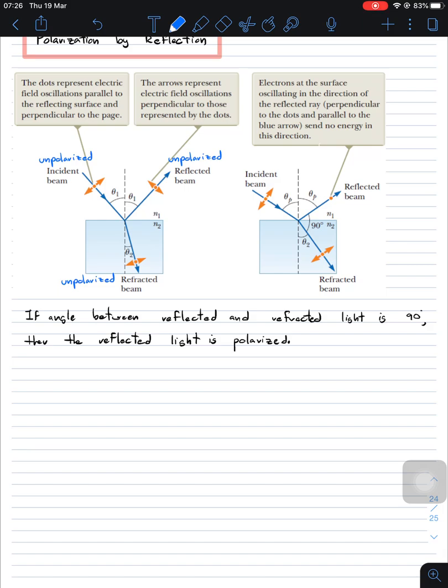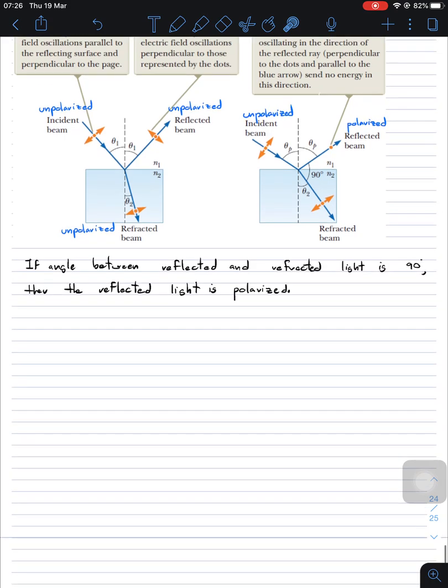For example, if we have an unpolarized beam incident on this interface, and after the incidence the angle between the reflected beam and the refracted beam makes 90 degrees, it means that the reflected beam here is going to be polarized light. That's why you can see that it is just oscillating in this direction. But how about the refracted beam? The refracted beam here is called partially polarized light.